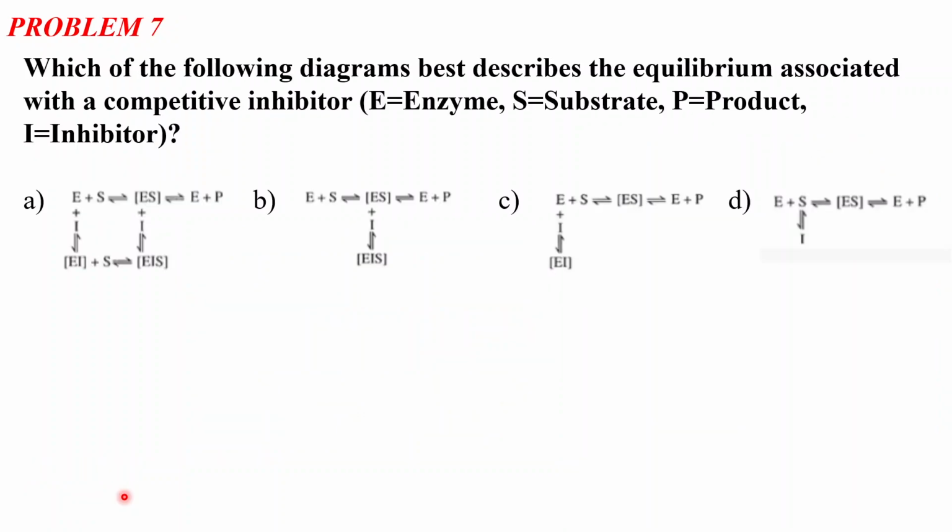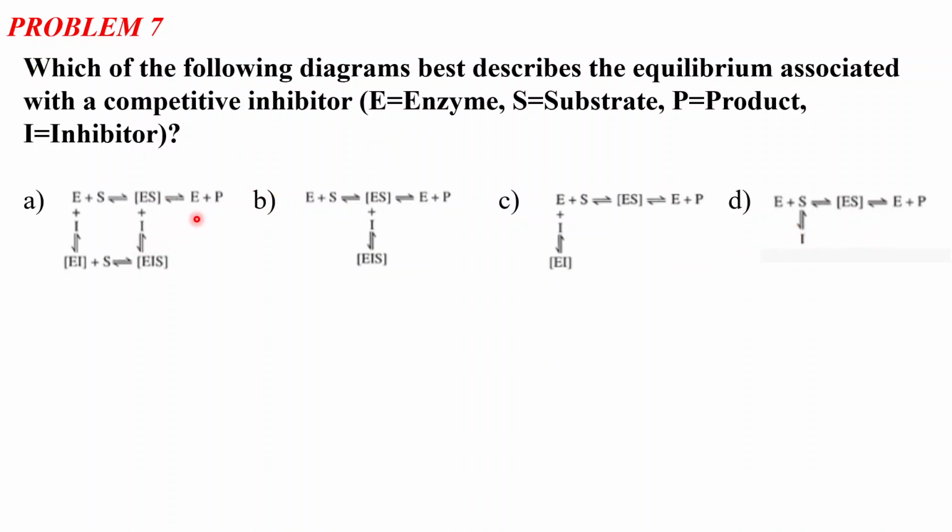Problem number 7 says, till now we were discussing the nucleic acids part. So now we will switch to the enzyme inhibition topics. Question number 7 says: which of the following diagrams best describes the equilibrium associated with a competitive inhibitor? Your options are here. E denotes the enzyme, S denotes the substrate, P denotes the product, and I denotes the inhibitor. Number A is this one, where E plus S is in equilibrium with ES, in equilibrium with E plus P. ES is in equilibrium with EIS and E is in equilibrium with EI. Okay, so this is number B, this is number C and number D.